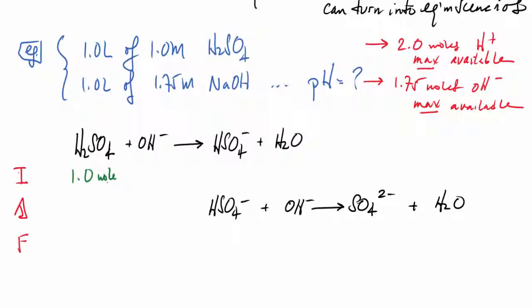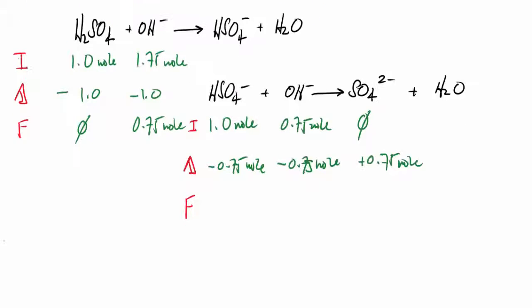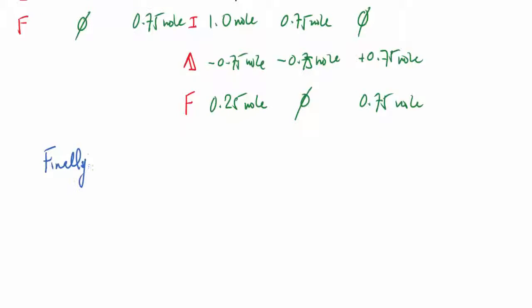So here we have again a mole table, 1 mole of sulfuric acid, 1.75 of hydroxide, and after the reaction is complete, the sulfuric acid will be limiting, and we're left with none of that and 0.75 moles of the hydroxide ion. Transferring those values into the second reaction, we'll see that the hydroxide ion is limiting, and we'll be left with no hydroxide ion at the end and 0.25 mole of the bisulfate ion.